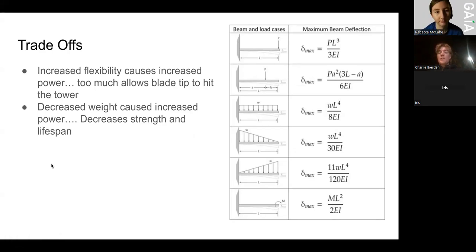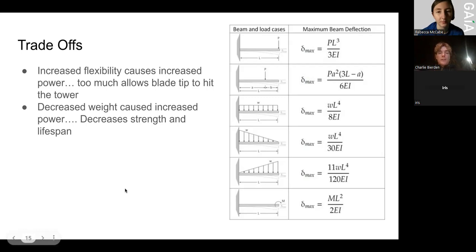There are a lot of studies that show that the more flexible a blade is, the more it increases the power generated by the turbine. Again, I haven't gone into the derivation of that, but that's an accepted fact. But you can't have it be so flexible that the blade tip deflection causes the tip to hit the tower below the turbine.